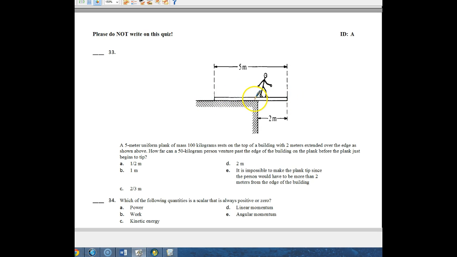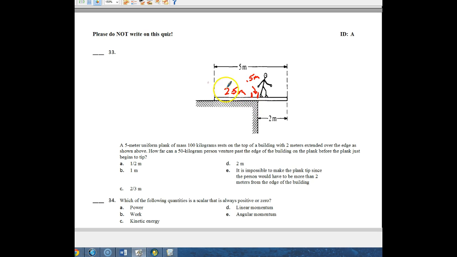The center of mass is at 2.5 meters. So we know that if this is 5 and this is 2, we have 2.5 meters extending over here. So this is actually 2.5 meters. We know that we have about half a meter of this board, 0.5 meters, that is still on this edge here.